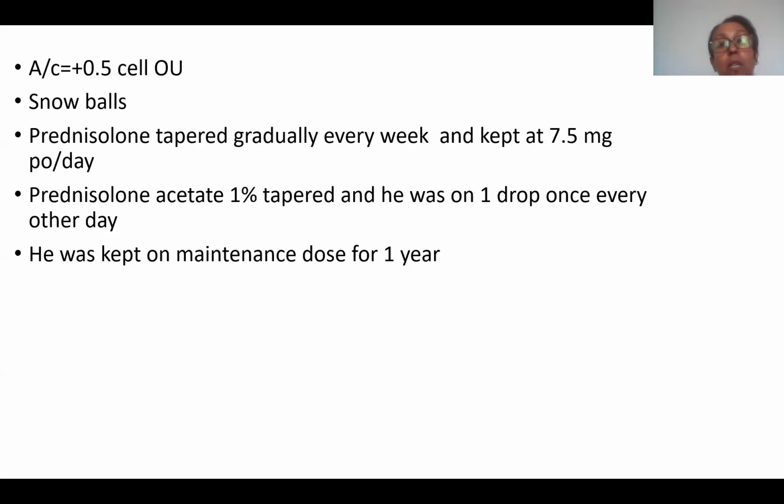So we tapered the PO steroid gradually to keep him on 7.5 milligram PO per day, and the eye drop was tapered from more frequent to once per day gradually. So we kept him on this 7.5 milligram per day prednisolone PO, and also the eye drop, 1 drop once per day as a maintenance dose. And we were able to control the inflammation for 1 year.